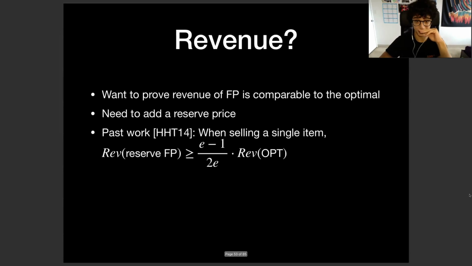And in 2014, the first positive result of this form was achieved. It says that when we're selling a single item, the reserve first price auction achieves a constant factor, (e minus 1) over 2e, of the optimal revenue. What this means is that the reserve first price auction is what we call approximately revenue optimal.